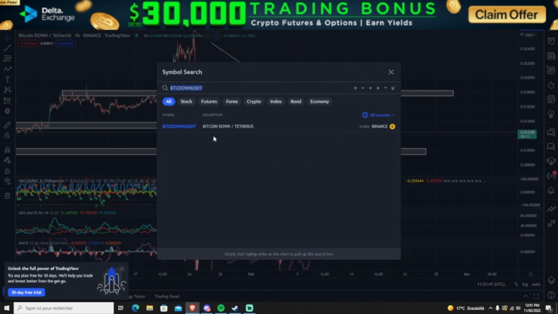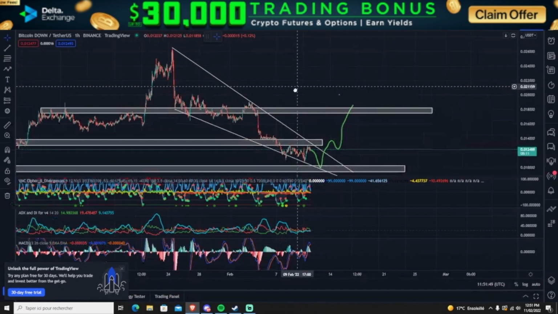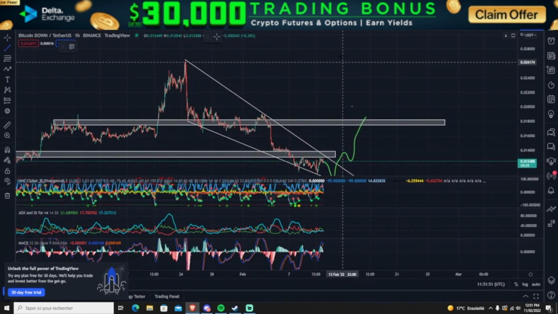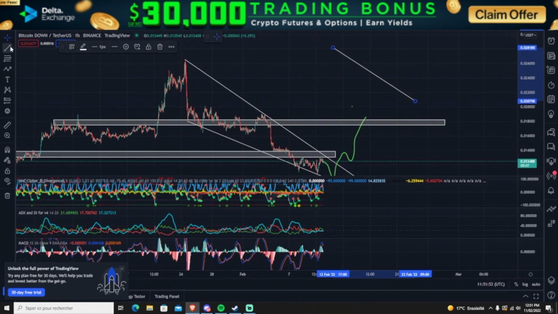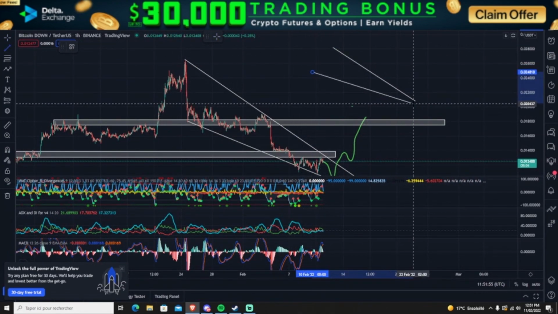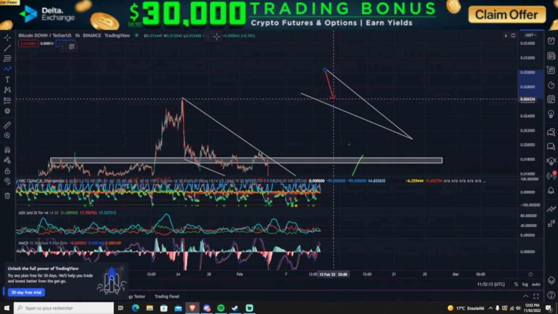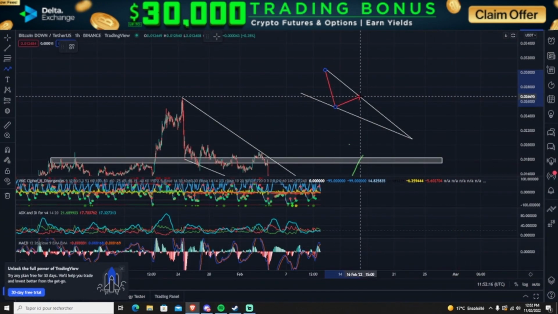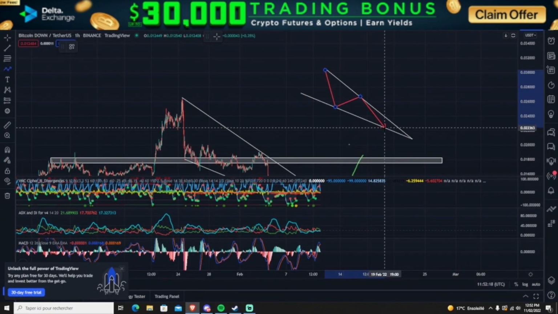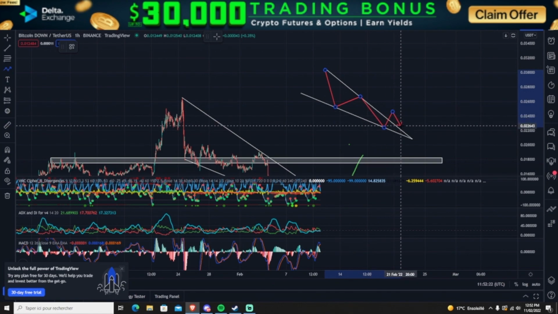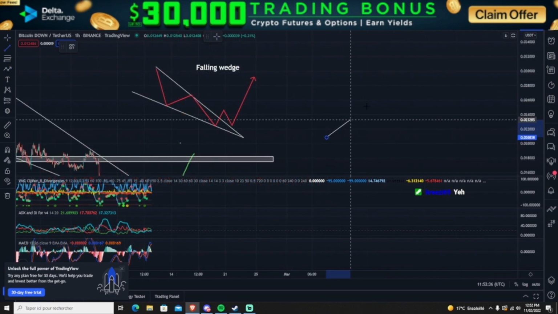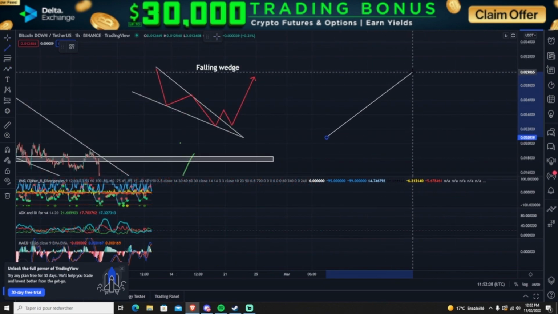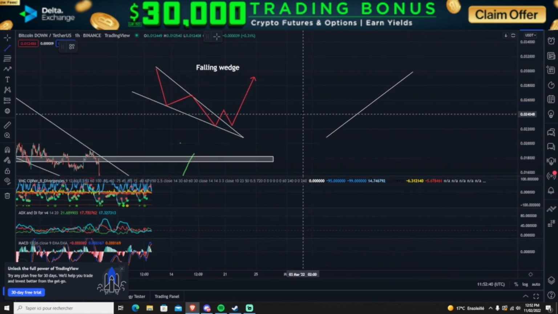A falling wedge is bullish and a rising wedge is bearish. A falling wedge is when you see a triangle that's going downwards. 80% of the time with this pattern, you'll see the price of the coin that formed the falling wedge break above, then retest, and then go up. Meanwhile, you see the opposite thing on a rising wedge.